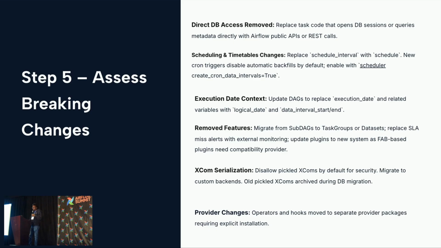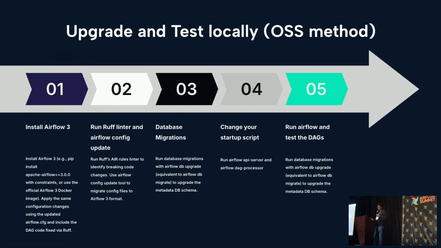So after you're done with all this, right? Let's say you have your Airflow 2.11. You did all the code changes based on the Ruff recommendations. You did the configuration changes. You took care of all the breaking changes. Then finally, you can install Airflow 3 as a requirement. The next thing you would want to do is airflow db migrate or upgrade to upgrade the metadata database. And then you can change the startup script as well. So now you would have the API server as well as a DAG processor to run.